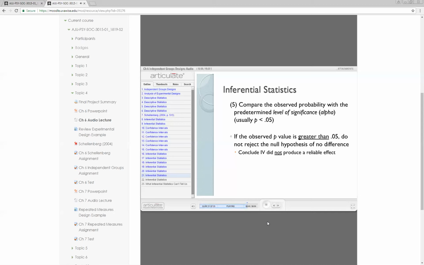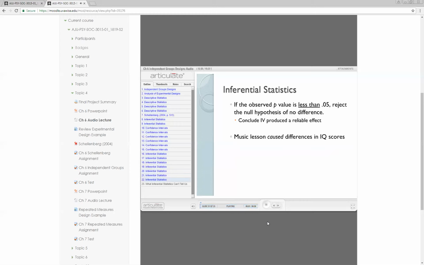That means that we assume that there really is no true difference between the groups, and we conclude that the independent variable did not produce an effect on the dependent variable. If the p-value is less than 0.05, if there's less than a 5% chance that you would get these results due to chance, if the null hypothesis were true, you reject the null hypothesis.